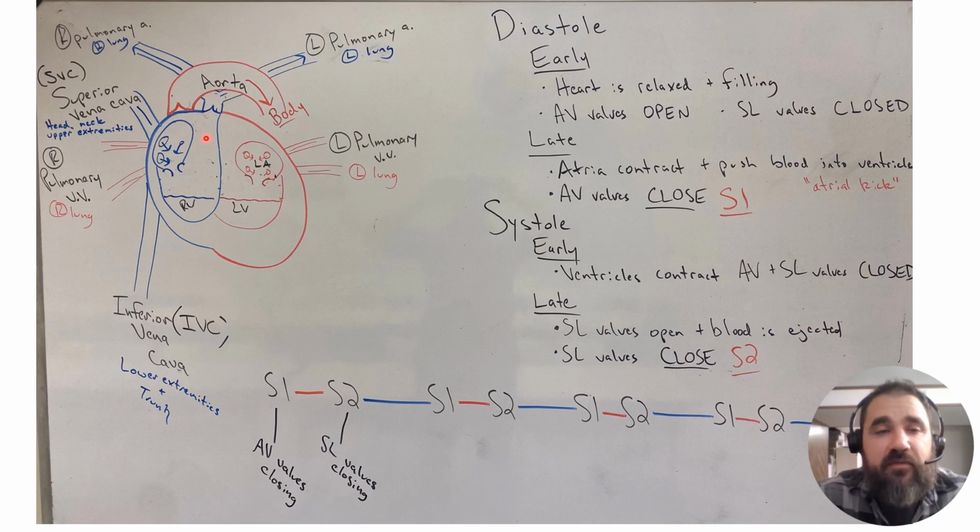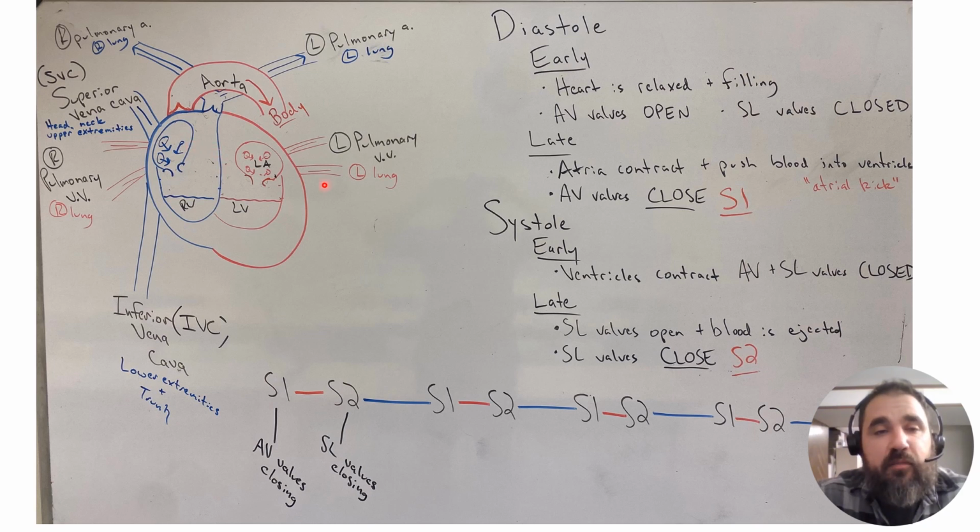You also have to know your great vessels. So what vessels are bringing blood to the right heart from the body? Superior vena cava, bringing blood from the head, neck, and upper extremities. Inferior vena cava, bringing blood from the trunk and lower extremities. And also we know the coronary sinus is dumping blood there too, but it's not a great vessel.